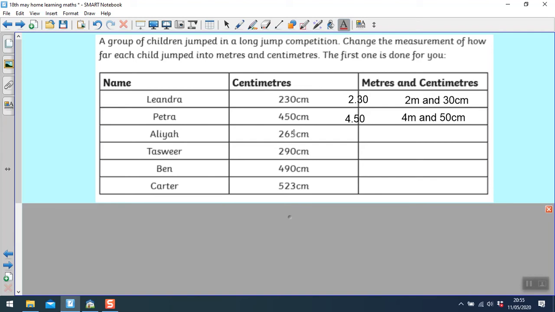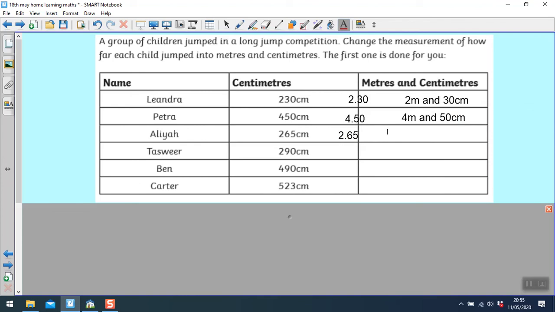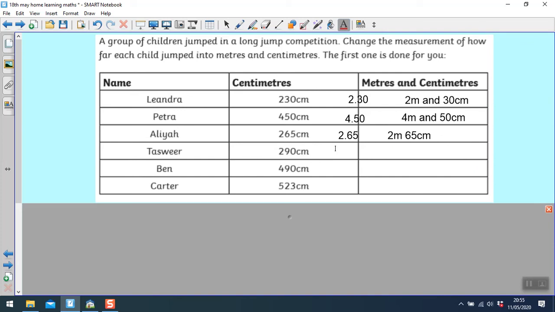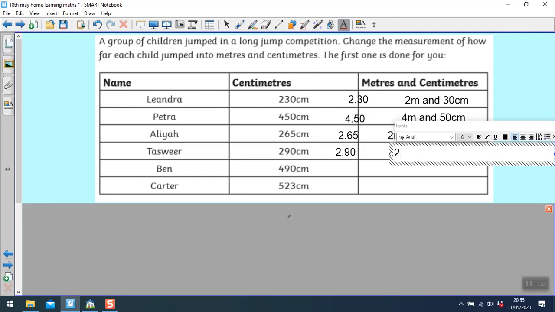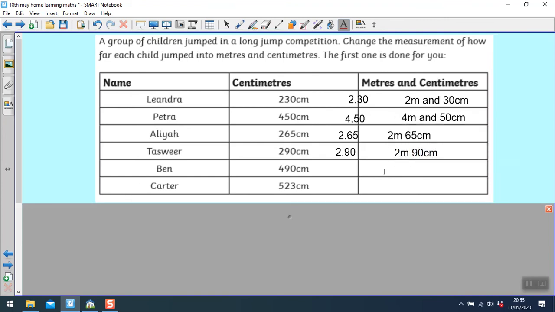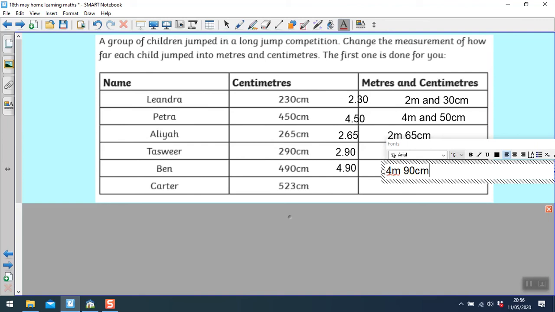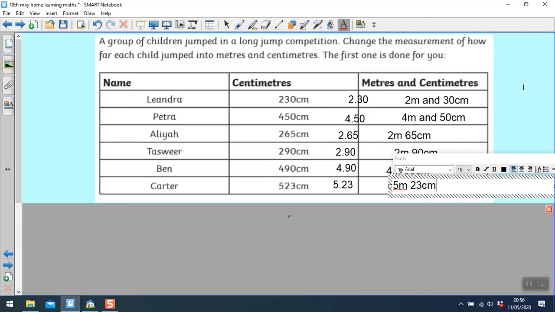So 265 divided by 100 is 2.65, and that is the same as 2 metres and 65 centimetres. 290 divided by 100 is 2.90. That's the same as 2 metres 90 centimetres. 490 divided by 100 is 4.90, so that's 4 metres and 90 centimetres. 523 divided by 100 is 5.23, and that is 5 metres and 23 centimetres.